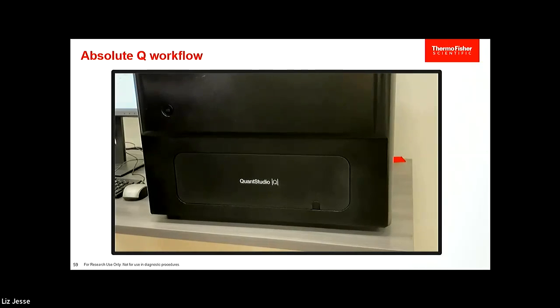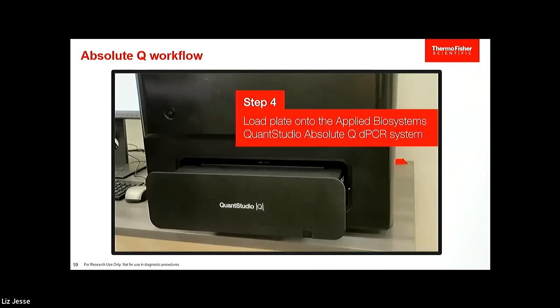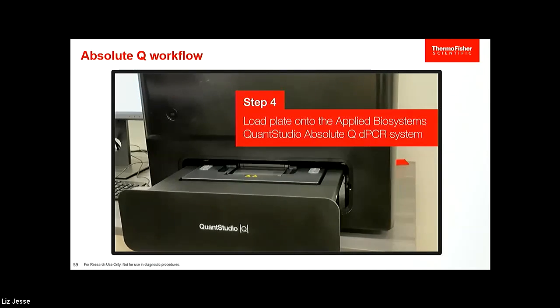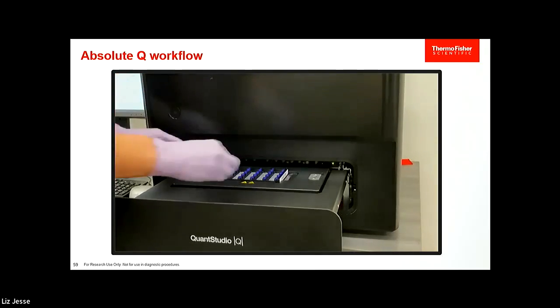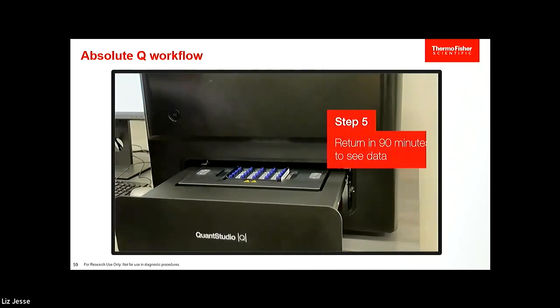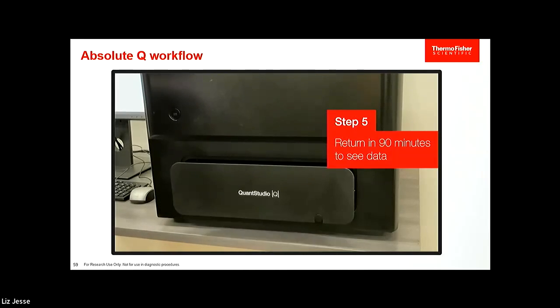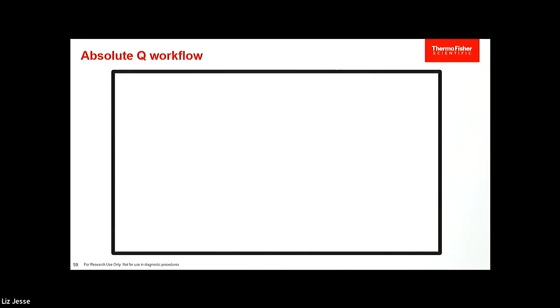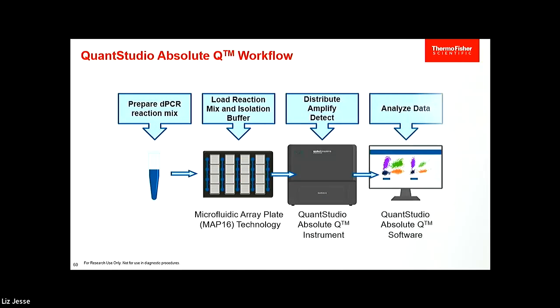Once you've loaded your sample, you are going to put on the rubber gaskets. And that is the last step. You're going to walk right over to the instrument and put your plate in there for analysis. Your data will be ready in about 90 minutes, and you'll be able to make a determination of what your next step is for your experiment. That's it. All right.